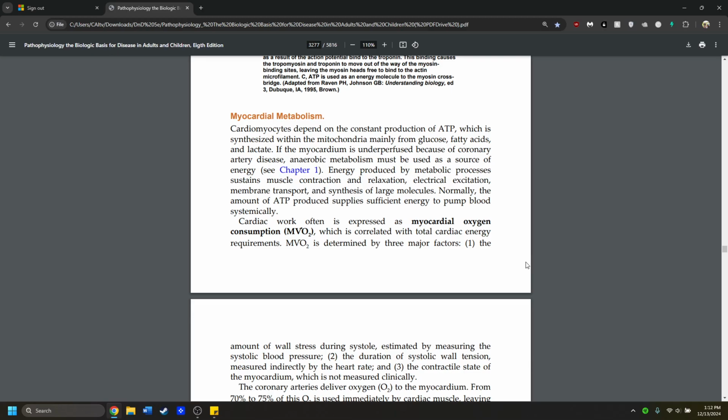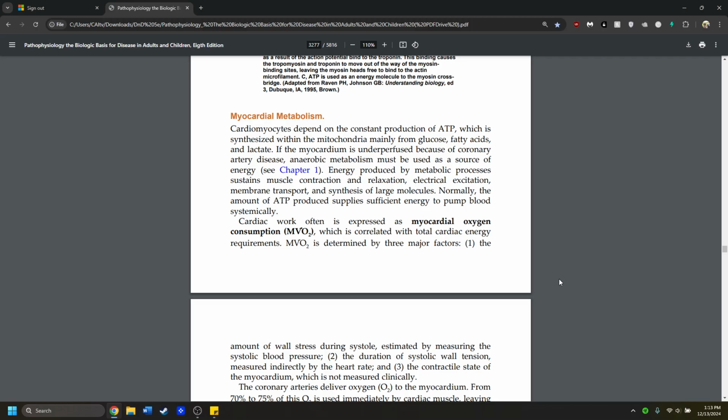So what is our myocardial metabolism? Cardiomyocytes depend on the constant production of ATP, which is synthesized within the mitochondria mainly from glucose, fatty acids, and lactate. If the myocardium is underperfused because of coronary artery disease, anaerobic metabolism must be used as a source of energy. Well, check chapter 1.